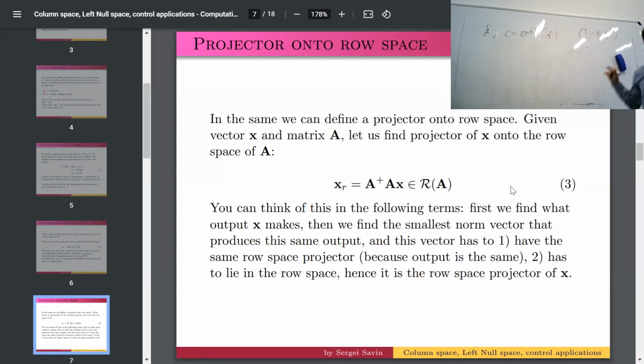First, what we do is we say, okay, we have x. Let us multiply it by A and get some y. This is just the output of this operator. Of course, if x had a null space component, it's going to be completely ignored here because null space doesn't do anything. Next, let us solve this problem.